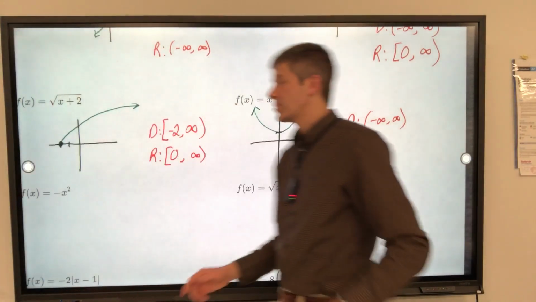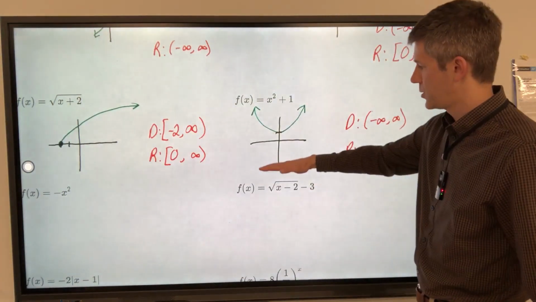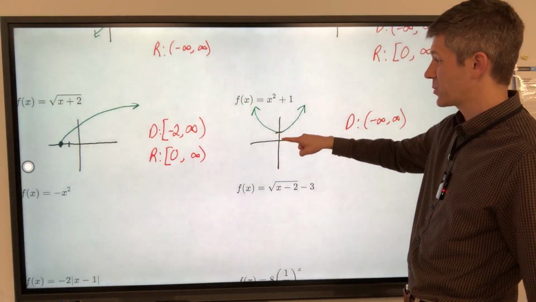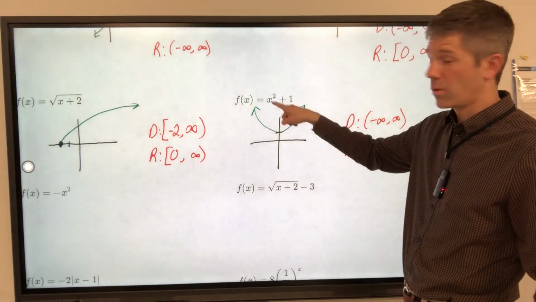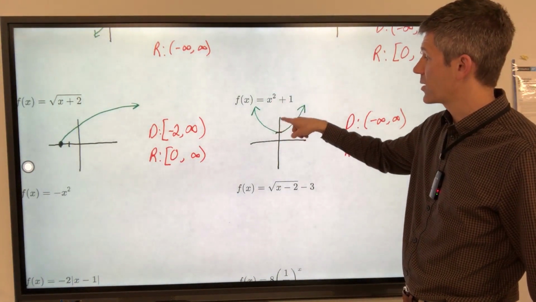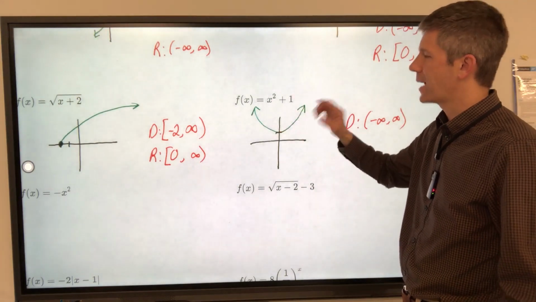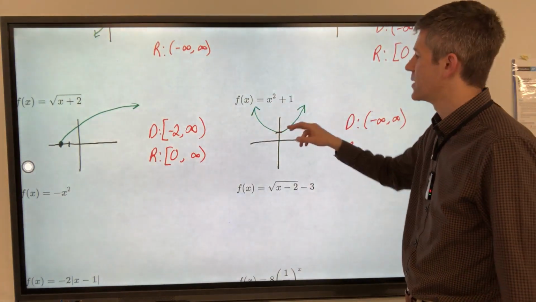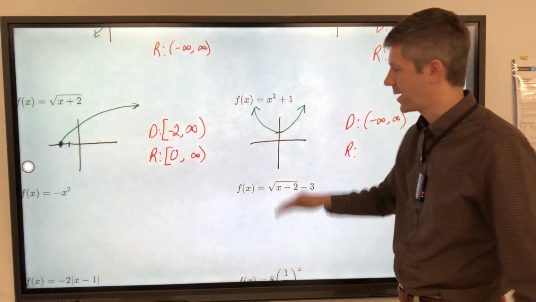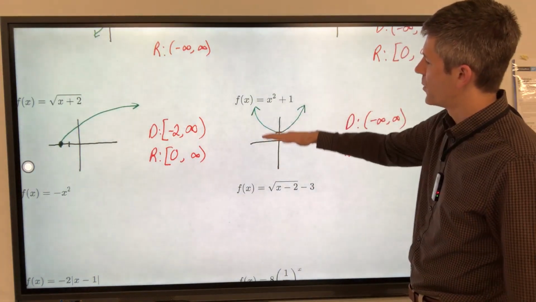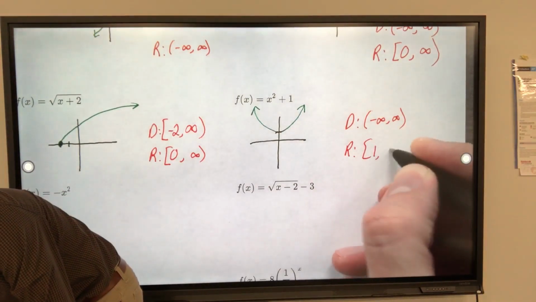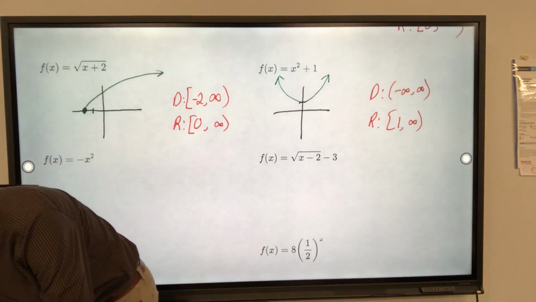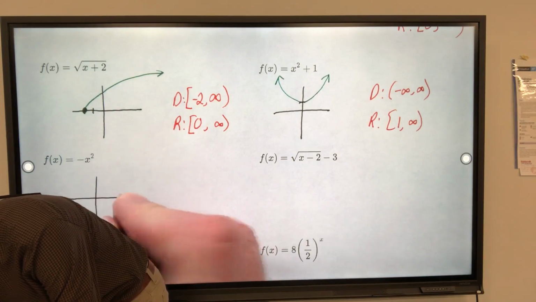The range is going to be any y value you can get as an output. So nothing negative, actually nothing between 0 and 1. But I can get an output of 1. If I plugged in a 0, I'd get a 1. And I can get anything out of this function from 1 and up. You can see that from the graph. So from 1 to infinity.